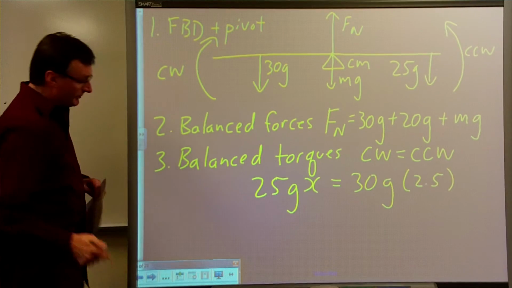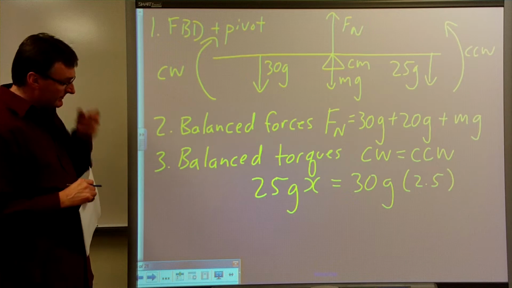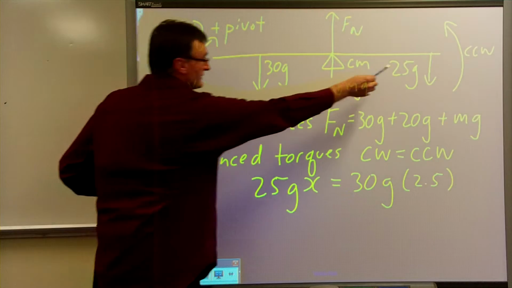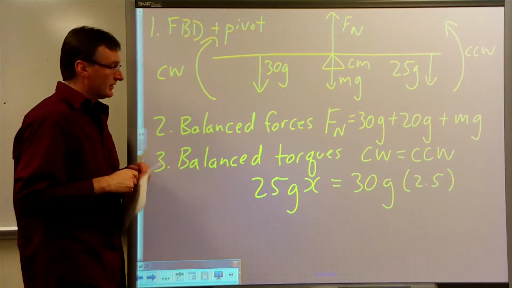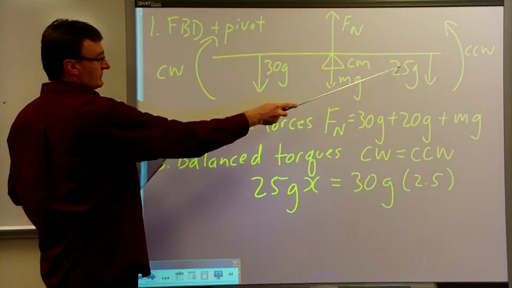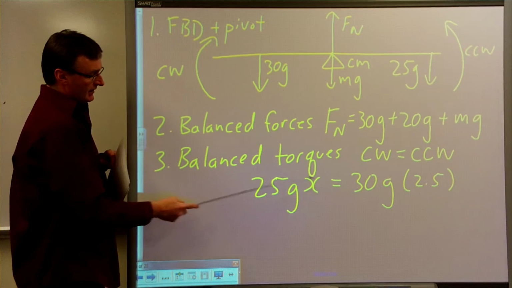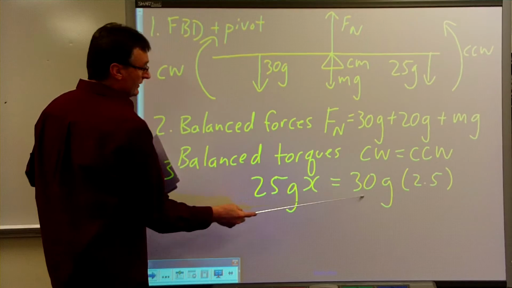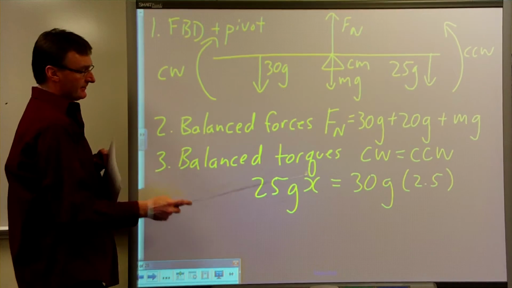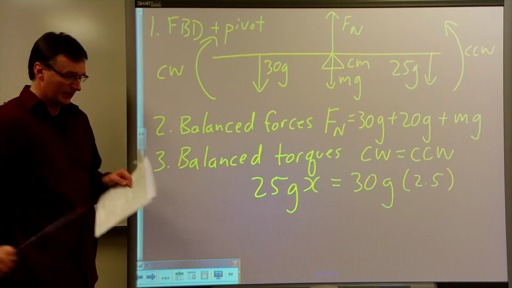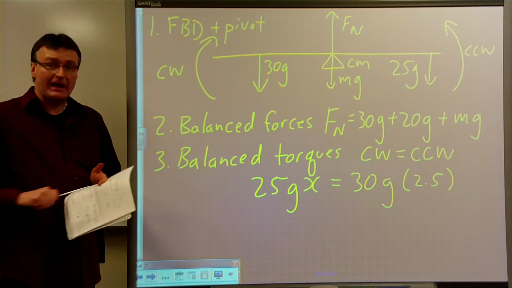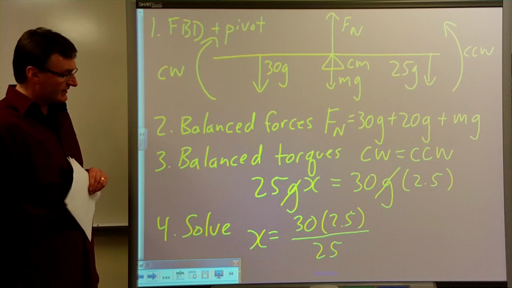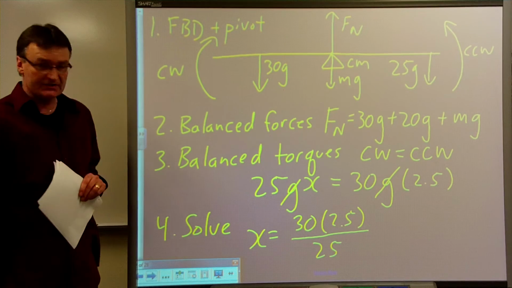Now we can write our balanced torque equation, which is this, 25gx, which is this one here. That's the clockwise torque. Here's our clockwise torque, and there's our expression for the clockwise torque. Here's our counterclockwise torque, which is from this side over here, and they just simply have to equal each other. So there's our balanced torque equation, and then all we have to do is solve for x, which at this point is a simple matter.